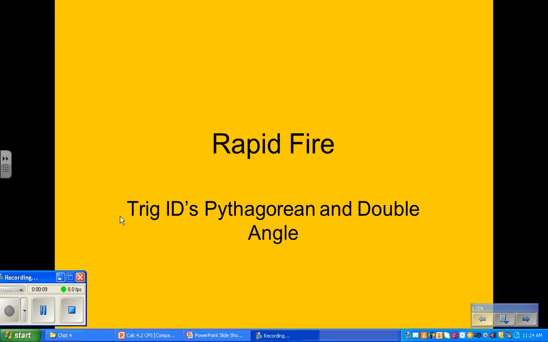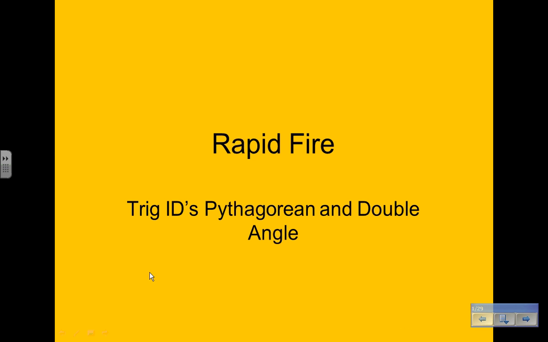So here's a video over our next section, 4.2, and we're going to start off with a little rapid fire for the Pythagorean double angle trig identities. So go ahead and get out a piece of paper. Don't write out the whole word. Just sit there and try to figure out, if you can, what the identity is, whether it's a Pythagorean or a half angle, or a double angle, sorry.